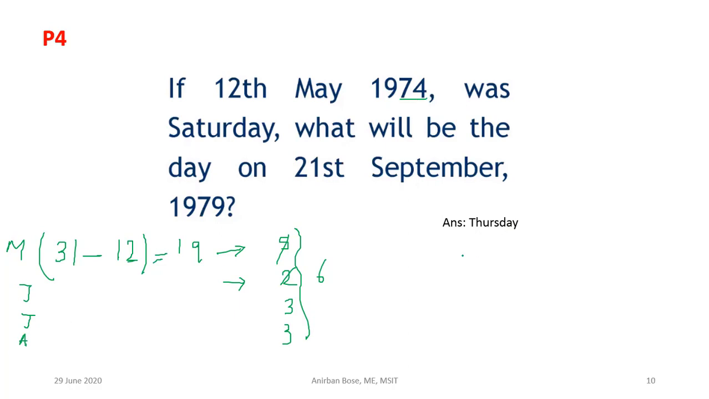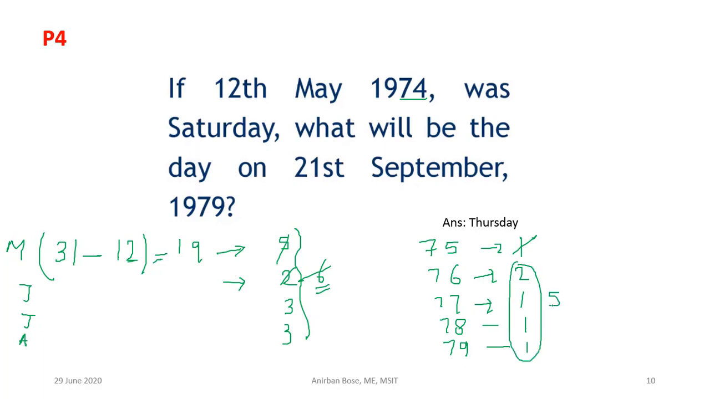Then you just go to 1975. So 1975, how many odd days? 1. 76, leap year, 2 odd days. 77, 1. 78, 1. 79 August. We have come to 79 August, right? So how many odd days? Previously it was 6 plus 1, that is 7. So cancel it. 2 plus 1, 3 plus 1, 4 plus 1, 5. Okay, so up to this much is 5 odd days.